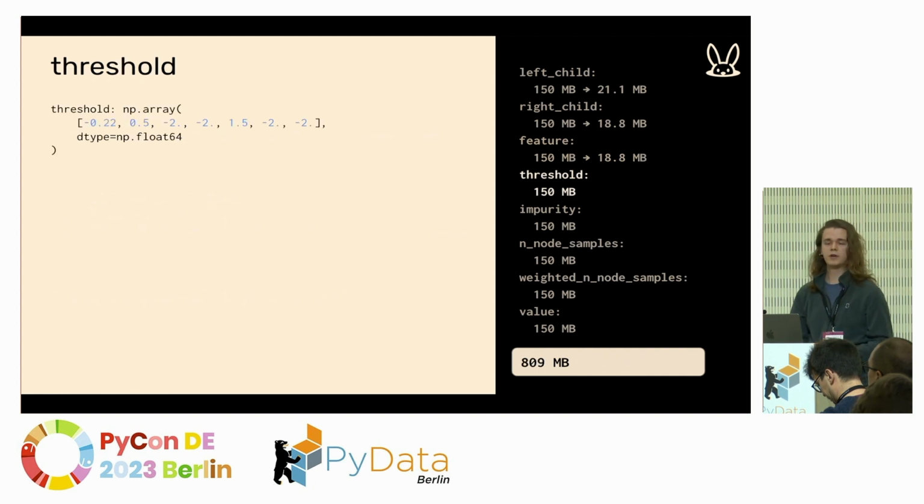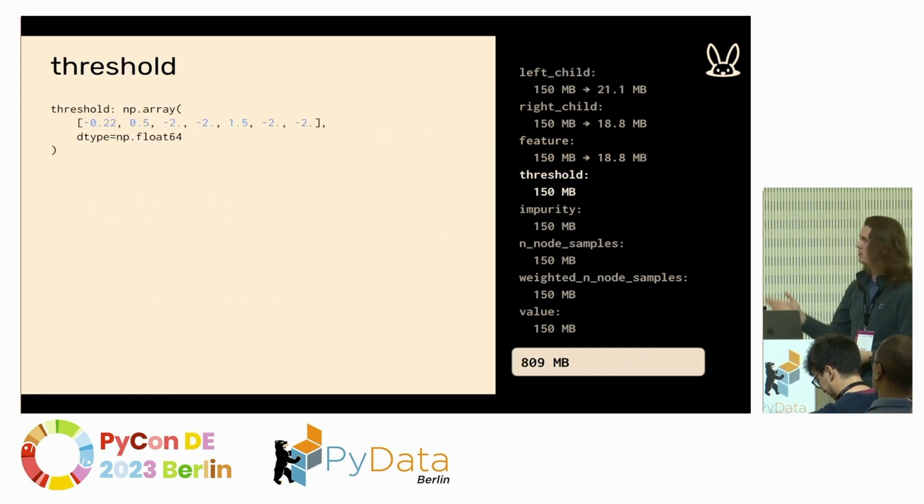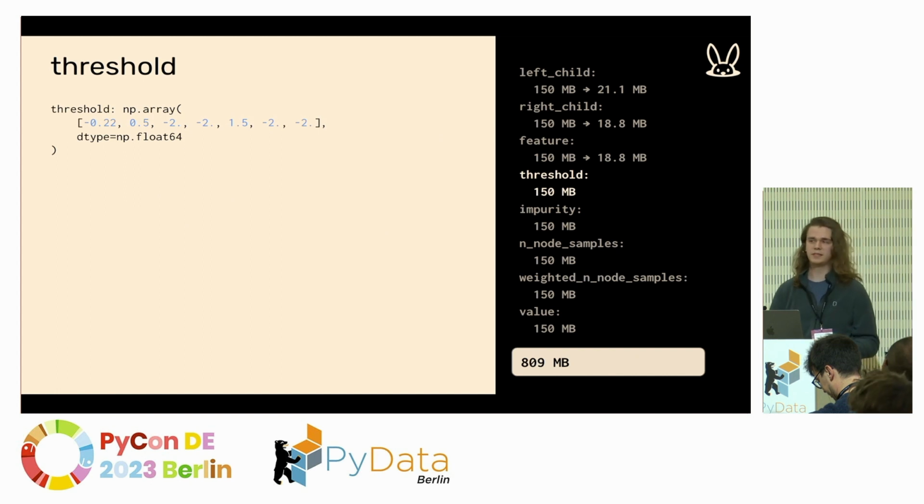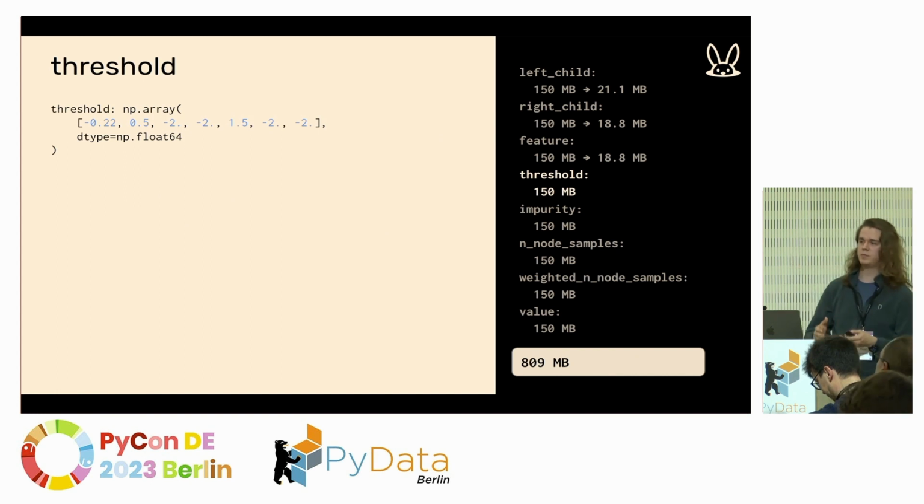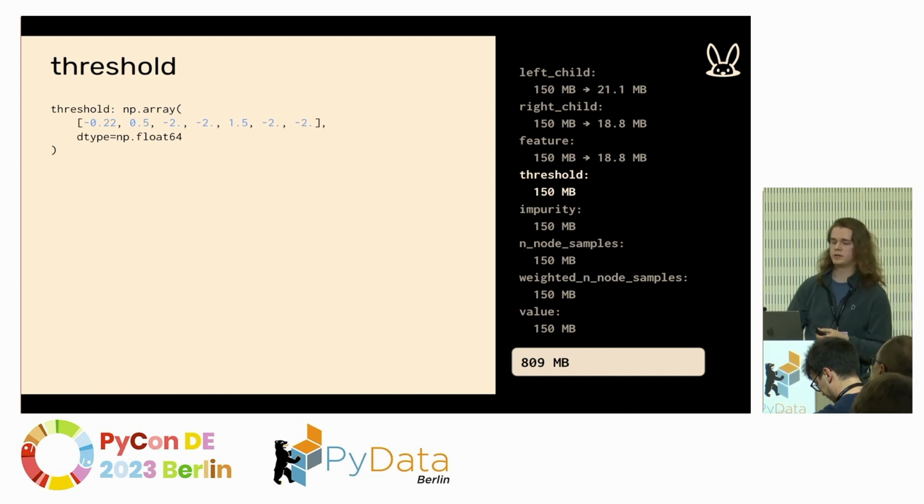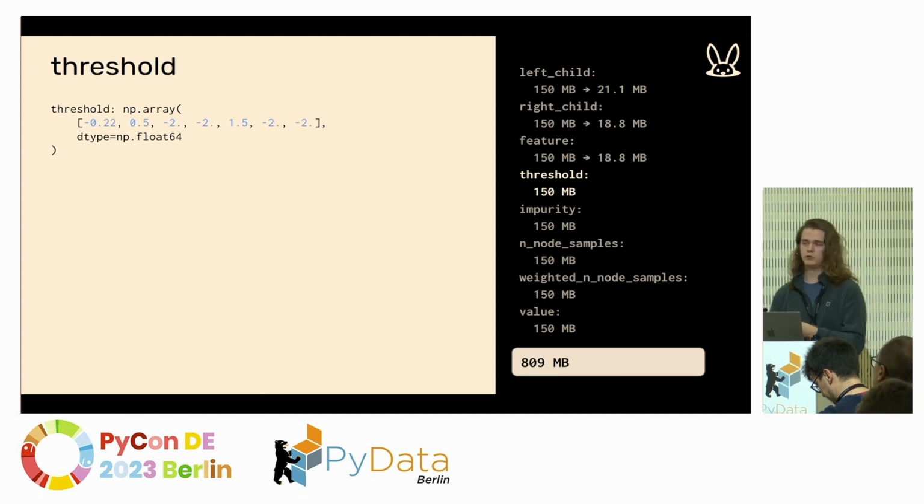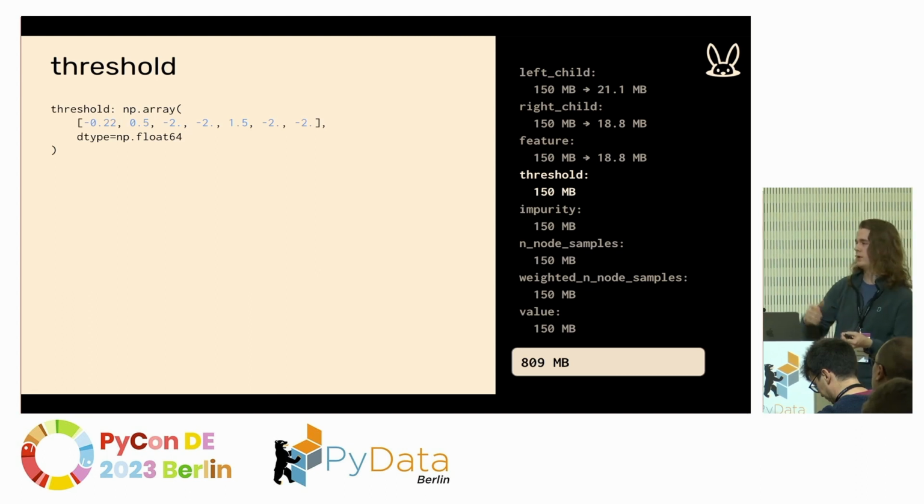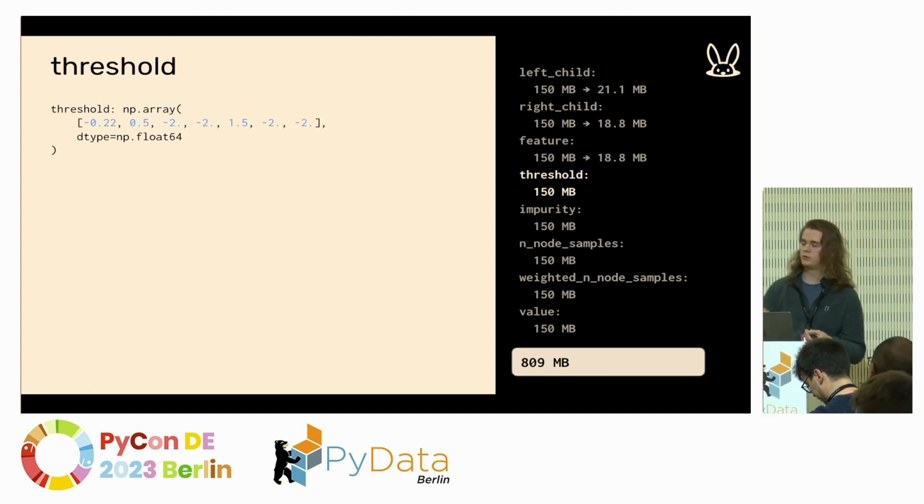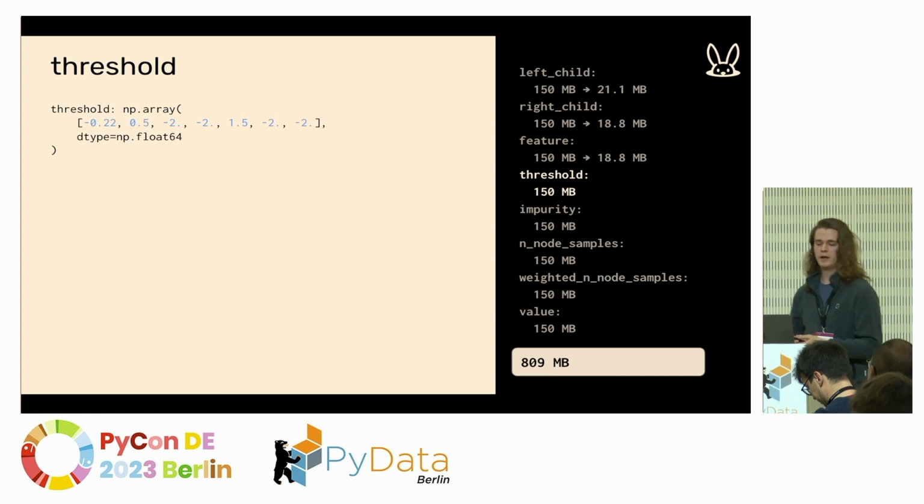Now let's look at the threshold attribute. Here, the threshold array basically says where we need to split. So if we have input data and need to split, in this example at the first node, we want to split at -0.22. All elements where the corresponding feature for this threshold is less than -0.22, we would go to the left, and all where we are greater than -0.22, we would go to the right.